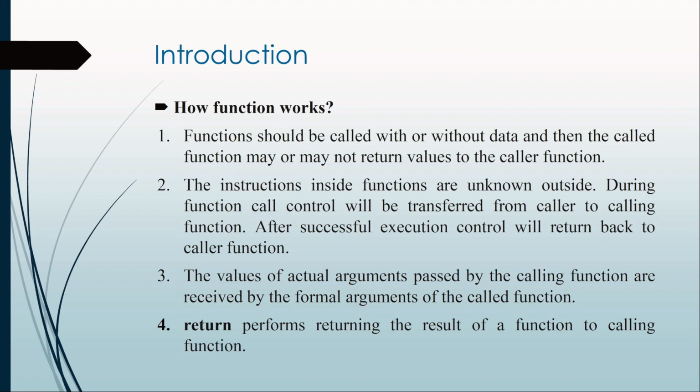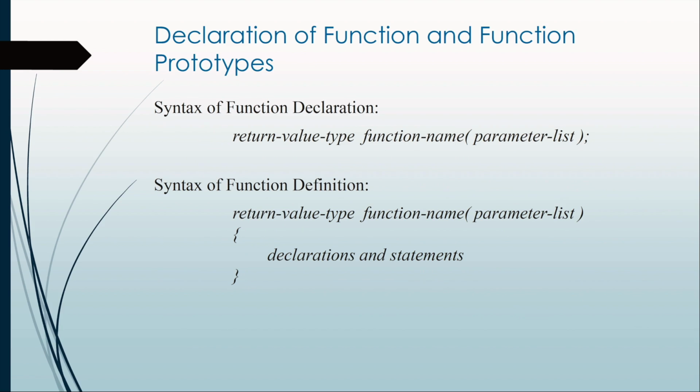These things I've already told you. Then we'll see about the declaration of a function and function prototypes. The function prototype goes like this: a return value type, function name, and parameters. Each function will have a return type, which is the type of value the function returns when it is called, then the name of the function, which can be any user defined name and is needed to call the function, and then the parameter list, which holds the values we pass to the function. It ends with a semicolon, and that is called a function declaration.